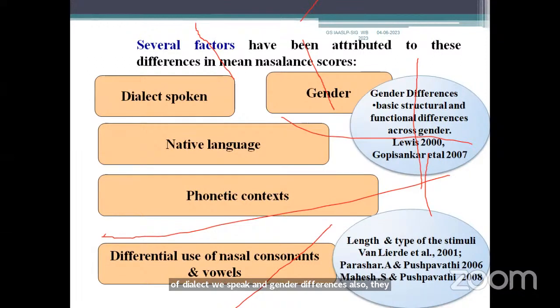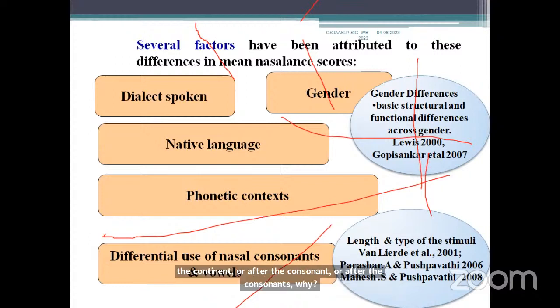Phonetic context also plays a role. When I say phonetic context, I mean whether a vowel is present before the consonant or after the consonant. The high vowel /i/ has more nasalance value when compared to the other two vowels, /a/ and /u/. So all these things play a major role. When you are constructing stimuli, you need to consider the dialect, gender, native language and phonetic context, and formulate your stimuli preparation accordingly.